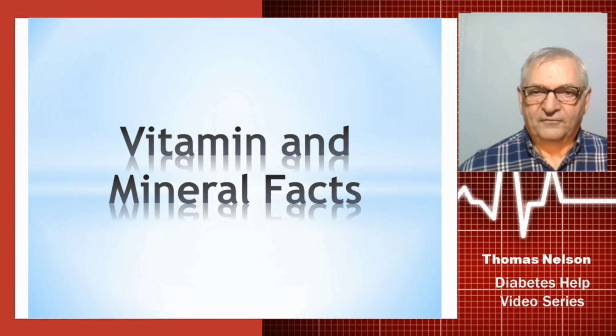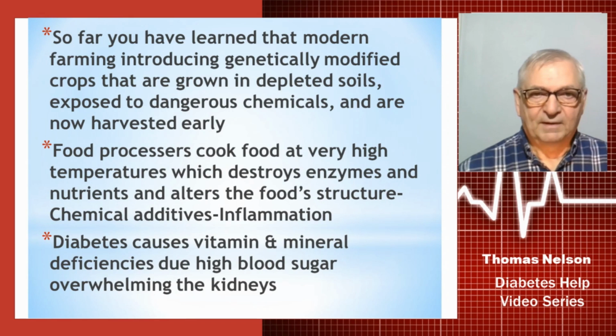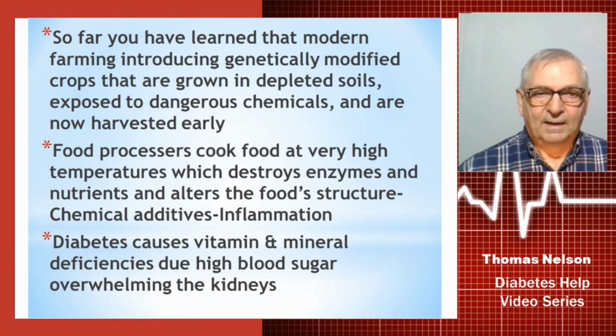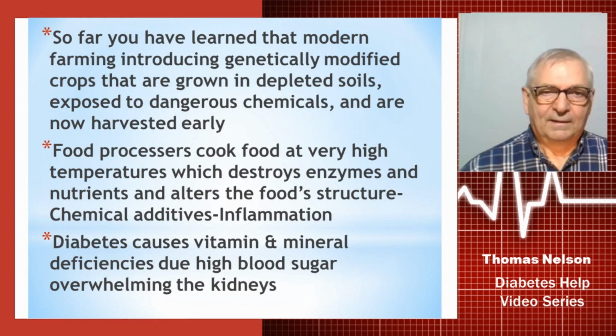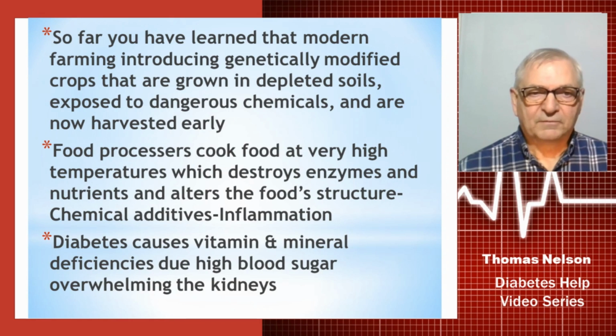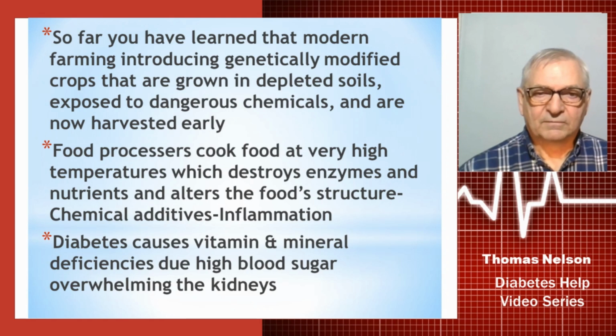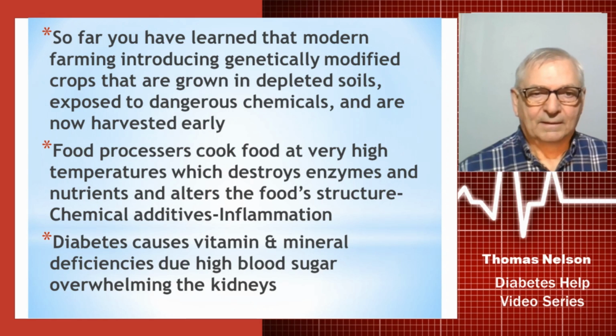vitamin and mineral facts. So far you've learned that modern farming introduced genetically modified crops that are grown in depleted soils, exposed to dangerous chemicals, and are harvested early. Now, food processors cook that food at extreme temperatures, which not only destroys the enzymes and the nutrients, which is vitamins and minerals, it also alters the food's structure, which means that it's going to cause inflammation, along with the chemical additives that they put in it.